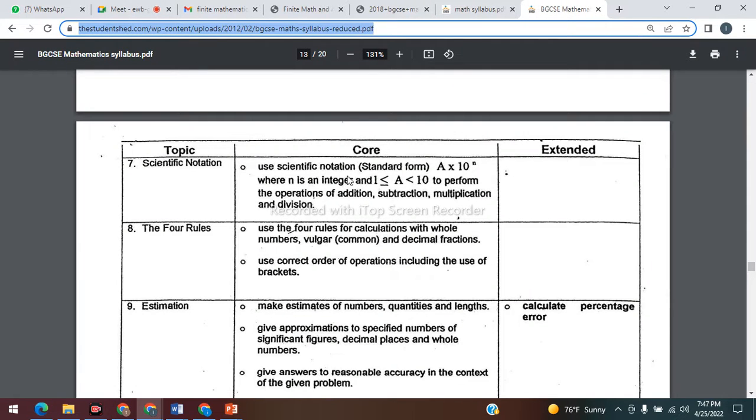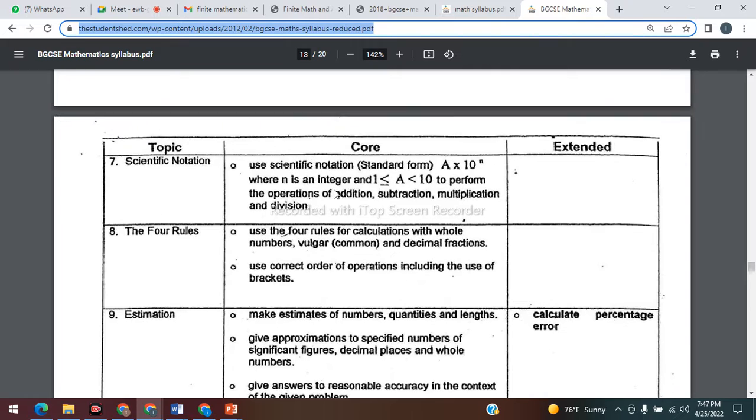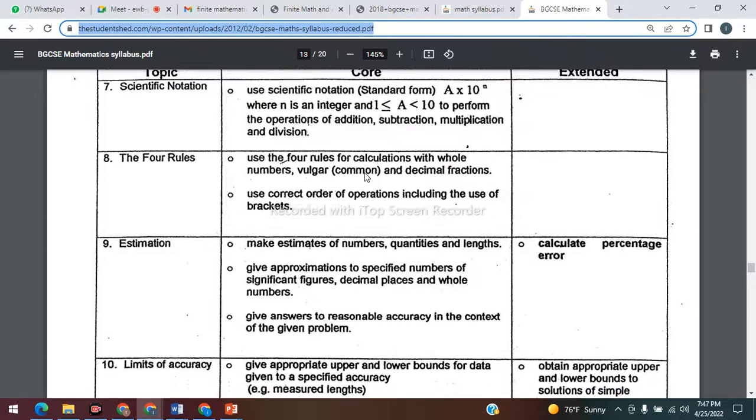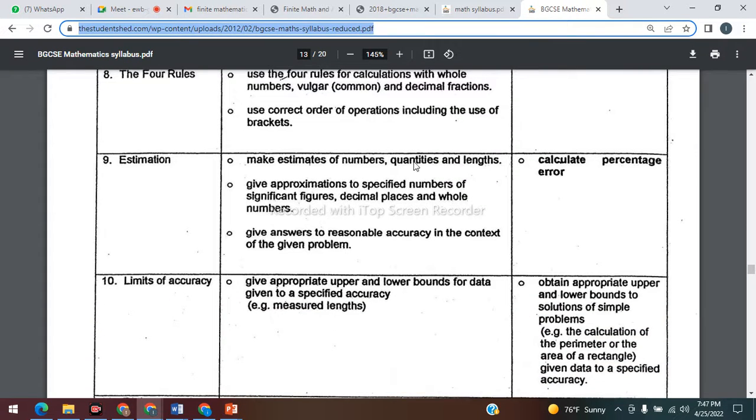Scientific notation. Did we do this? Yes, sir. Four rules for calculating with whole numbers. Anyone familiar with this? This is like PEMDAS. Make estimates of numbers, quantities, and lengths. Give approximations to specified numbers of significant figures, decimal places, and whole numbers. So this is rounding and significant figures. Calculate the percentage error.